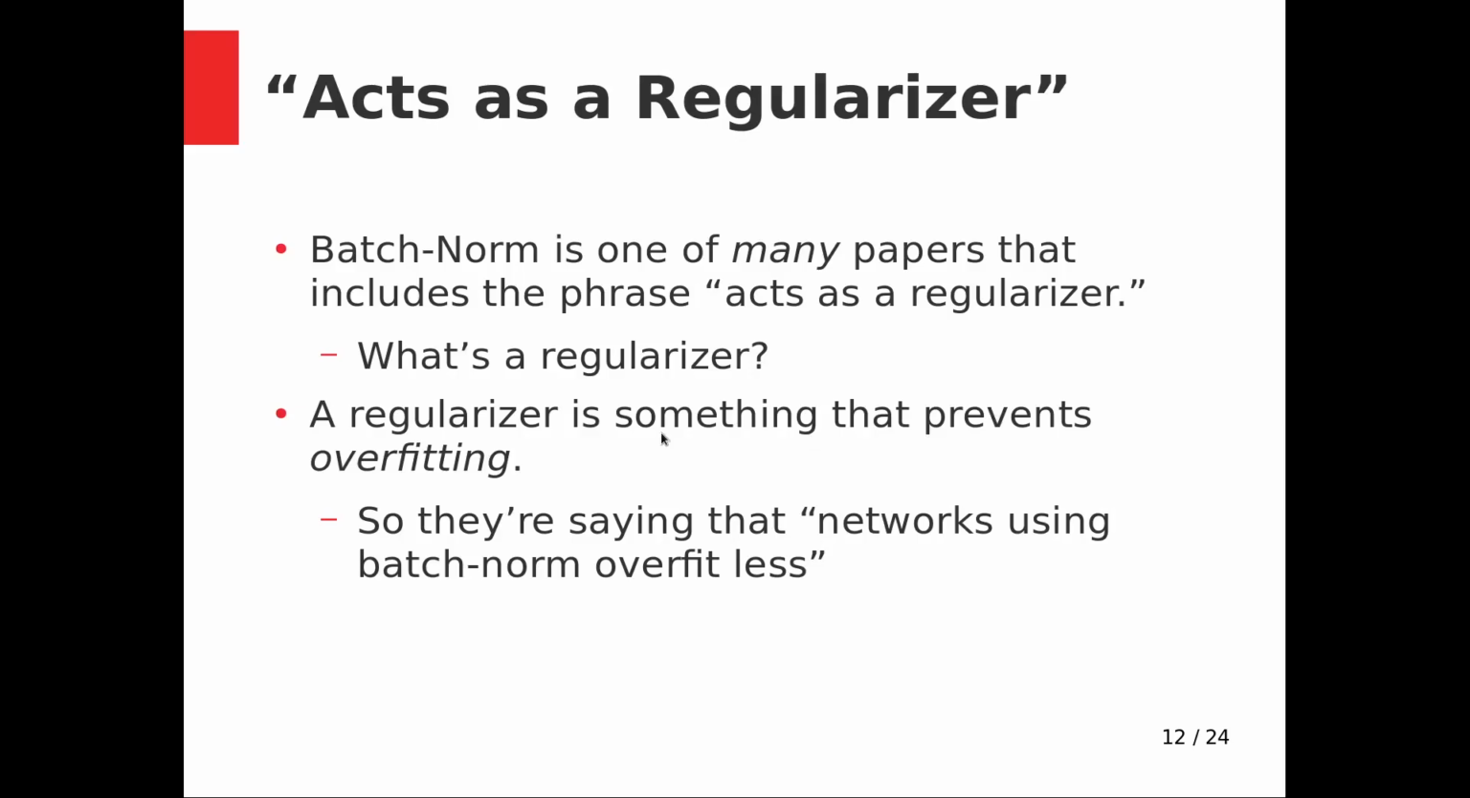So, the batch norm paper is one of many papers that includes the perhaps overused phrase, acts as a regularizer. So, batch norm is claimed to act as a regularizer. Well, what is a regularizer? What does that mean? A regularizer is something that prevents overfitting. So what they're saying is, networks that use batch norm overfit less. We are now about to talk a little bit about regularizing and overfitting.